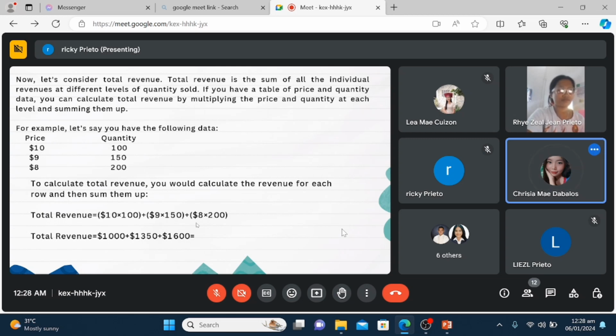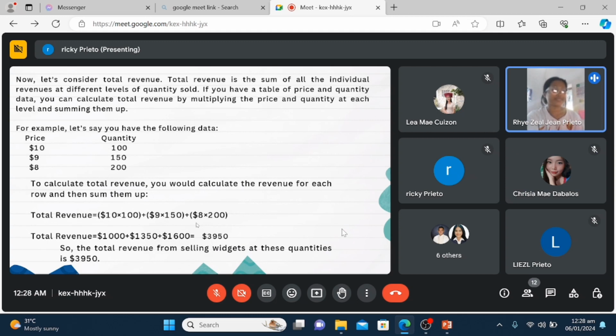3,950, ma'am. Thank you. Alright, so Miss Dabalos is correct, no? So the total revenue from selling widgets at these quantities is $3,950. So this is how you get the total revenue.